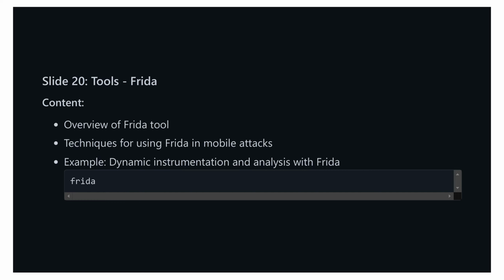Building on our discussion of MobSF in the previous slide, we now turn our focus to another powerful tool in mobile security analysis, Frida. Frida is an exceptional dynamic instrumentation toolkit used primarily for debugging and analyzing the runtime behavior of mobile applications. Unlike MobSF, which focuses on both static and dynamic analysis, Frida specializes in dynamic instrumentation, allowing you to inject custom scripts into running processes to observe, modify, and interact with their behavior in real time.